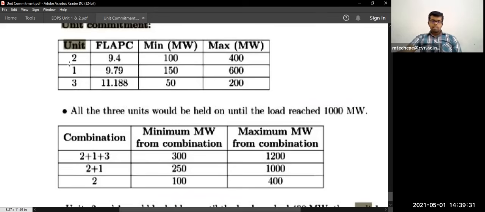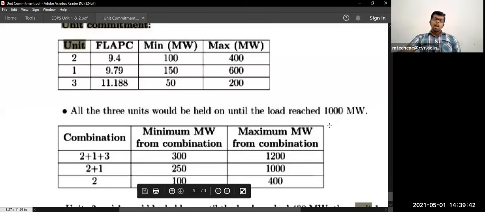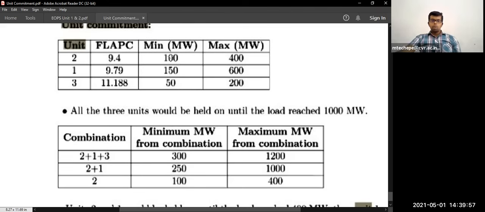So if you go simply like this, 2 plus 1 plus 3, then 2 plus 1, then 2 alone, that will become the accurate answer. Easily you can do it. So this combination I am going for, 2 plus 1 plus 3. We are adding the minimum megawatt from that combination: 100 plus 150 plus 50. That is 250, again plus 50, 300. So 300 I am writing here.